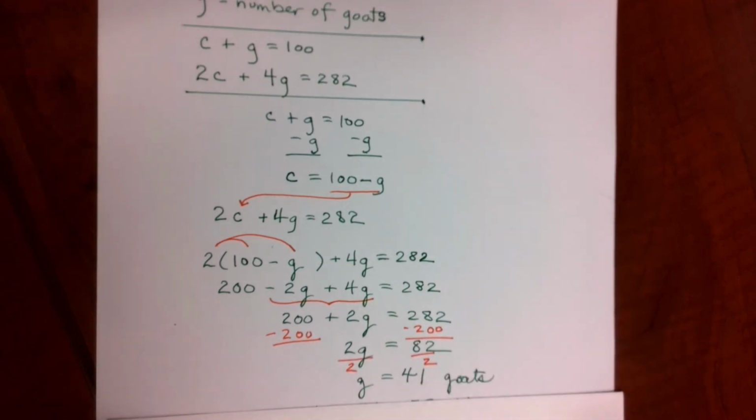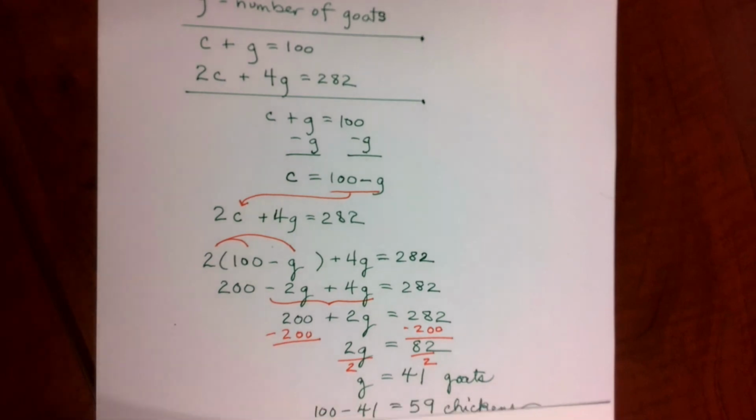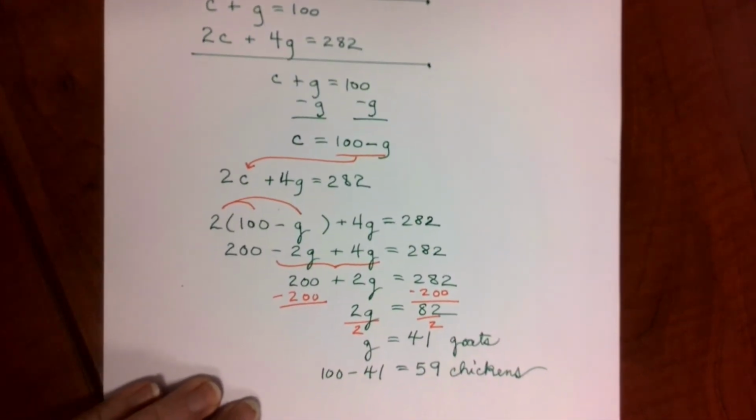That makes 41 equal G, and G was goats. So I had 41 goats, and since I had 100 total, I have 100 minus 41 chickens. That's 59 chickens.